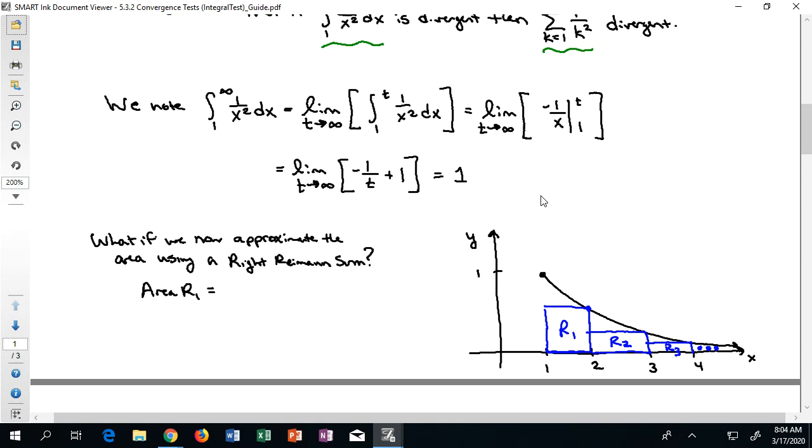The area for rectangle 1, well, let's see, that would be 1/4. It's 1 wide, but it seems to be as tall as the function is when x is 2, which should be 1/4. Area for rectangle 2, I believe, is going to be 1/9. Area for rectangle 3 is going to be 1/16. And I might be able to summarize all of those to again get an area for a rectangle number i. Again, I'd like you to try to think here about what exactly that formula might be.